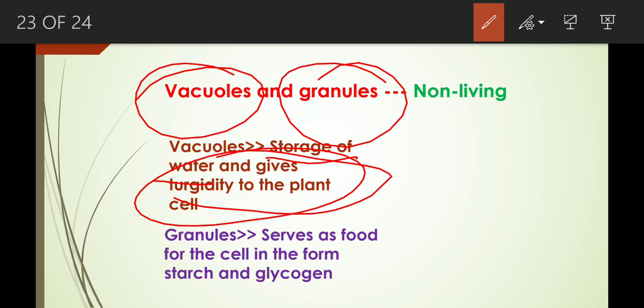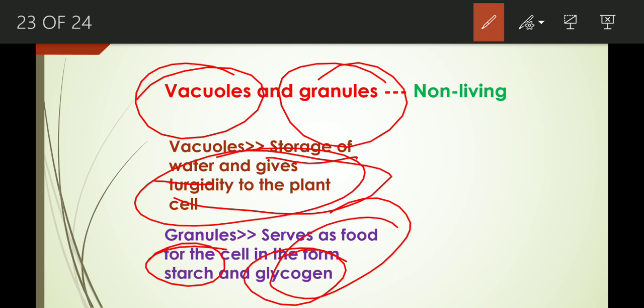Clear? And granules are also present, which are also the non-living part of the cells. They are the small particles like crystals or like droplets, and they serve as food for the cell. So they serve as the food for the cell in the form of starch and glycogen. Clear? So apart from the living parts like cell organelles, two non-living parts are also present inside the cell.